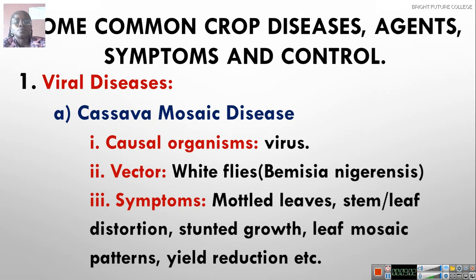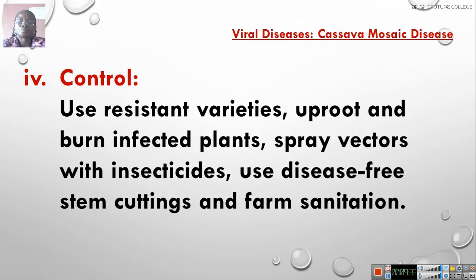The symptoms you can find in this disease are mottled leaves, stem or leaf distortion. You see stunted growth. You see leaf mosaic patterns. You see patterns on the leaf of cassava, and the yield of that crop, which is cassava, will be reduced.